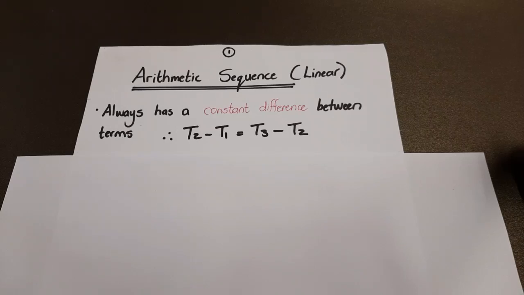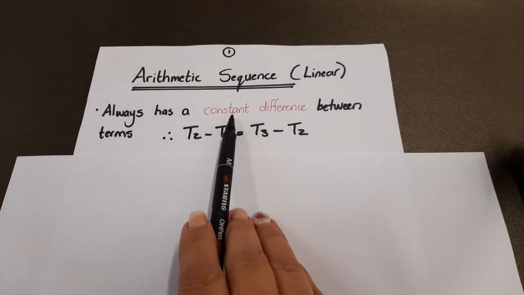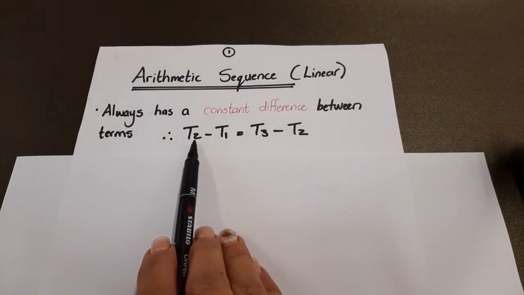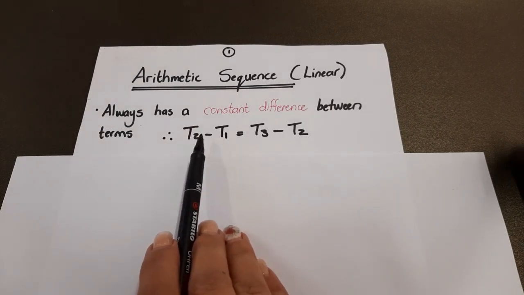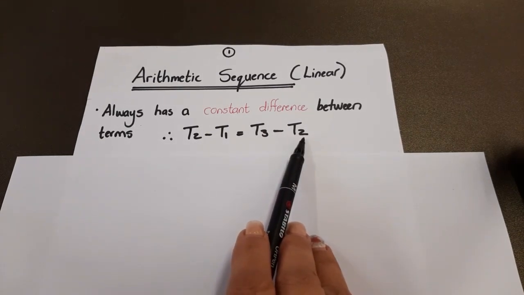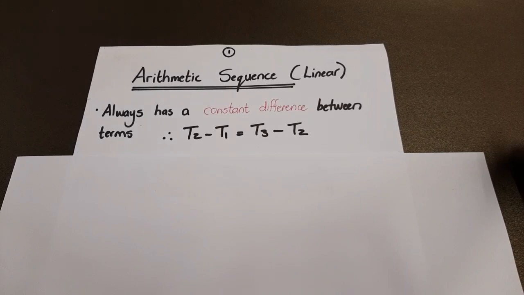Good morning, class. Today's lesson is about the arithmetic sequence that you already did last year, and you also know it as the linear sequence. Now, what distinguishes the arithmetic sequence from any other sequence is that it always has a constant difference between the terms. That means that if you subtract term 1 from term 2, it will give you the same answer as when you subtract term 2 from term 3.